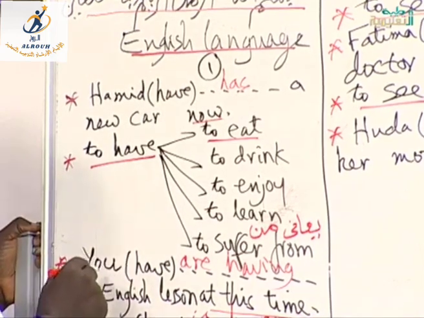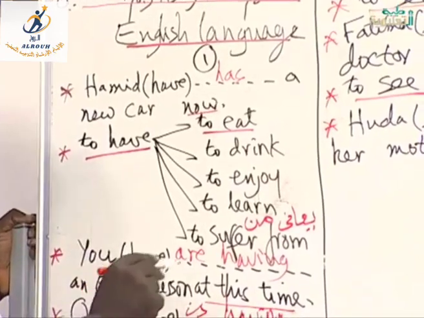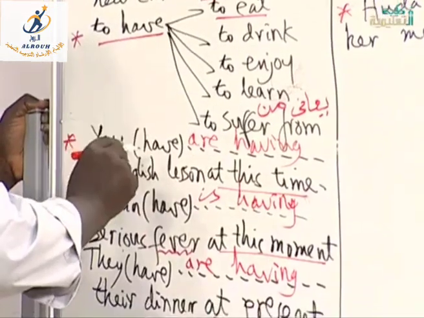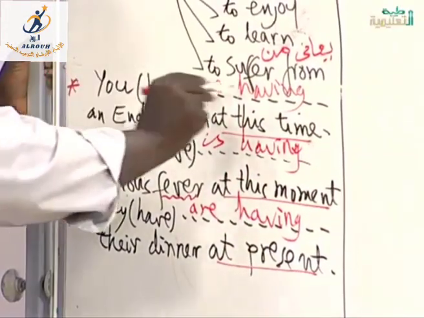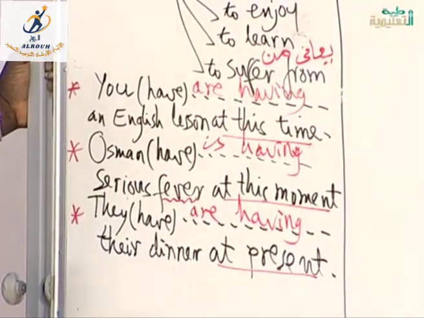The first one: you have dots, an English lesson at this time. In this case, have means learn. Now we can say اتعلم. So we use it in the present continuous. We say, you are having an English lesson at this time.